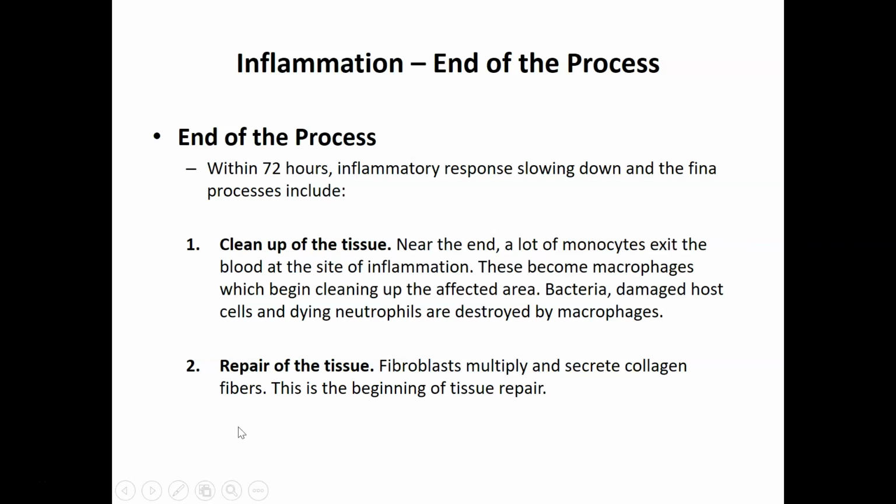Also, repair is going to happen. So there are cells from neighboring undamaged tissues that are going to migrate in and divide. These are the fibroblasts, and they're going to start repairing the tissue. They're going to lay down collagen fibers and kind of stitch up the tissue. If the epithelium is damaged, that can also be repaired simply by cell division of epithelial cells. And the end result is the debris is cleaned up and the tissue is repaired.